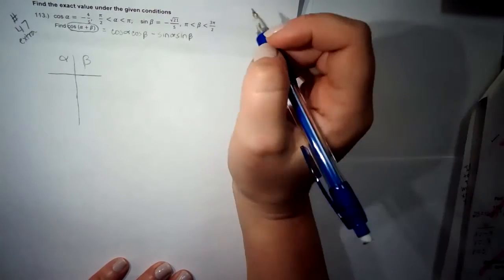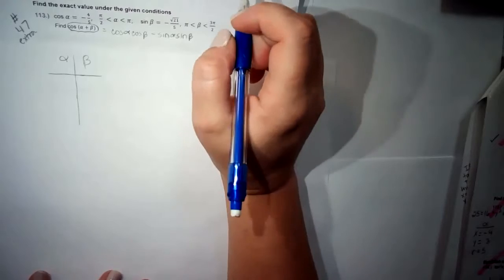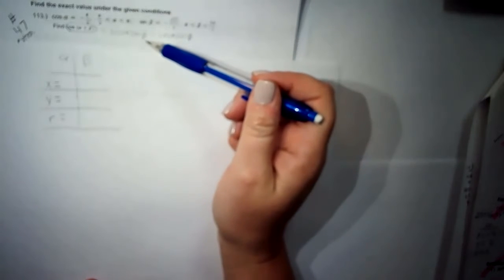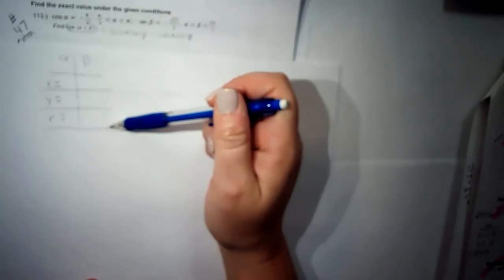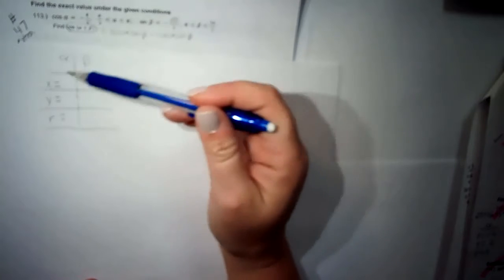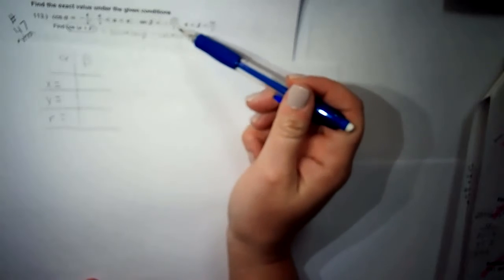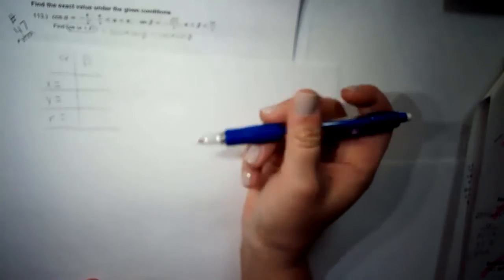Okay, so first of all, let's figure out what's going on in alpha and beta, because what I want is to find the X, the Y, and the R for alpha and beta. That's what I want, because I've got to create cosine alpha, which they happen to give me. Then I have to create cosine beta, which would be X over R. I have to create sine alpha, which will be Y over R. And then I have to create sine beta, but they gave me that. Okay, so I'm going to have to make these.